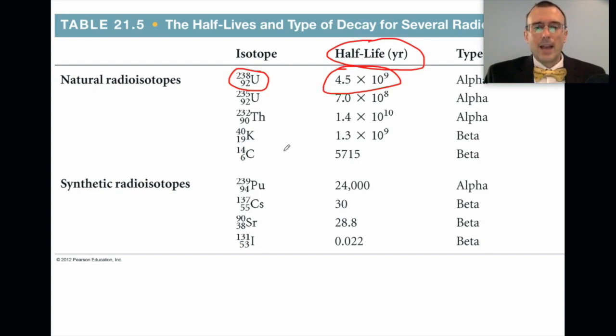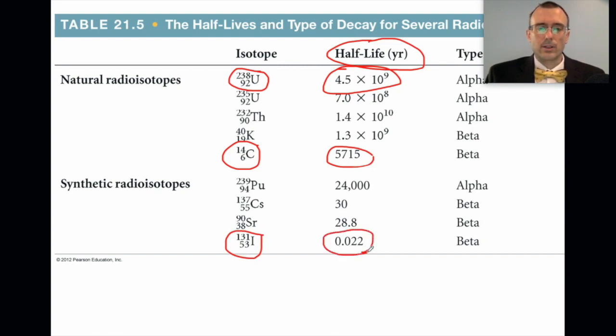Now, these half-lives do differ from isotope to isotope, and they differ quite a lot. So if we look, let's say, down here for carbon-14, carbon-14 has a half-life of 5,715 years. I've seen it sometimes as 5,730 years, but it's a lot less than this 4.5 billion years of uranium-238. And then if we look at some synthetic isotopes or human-made isotopes, one of them like iodine-131 has a half-life of significantly less than a year, 0.022 years, and so it's going to decay a lot faster.